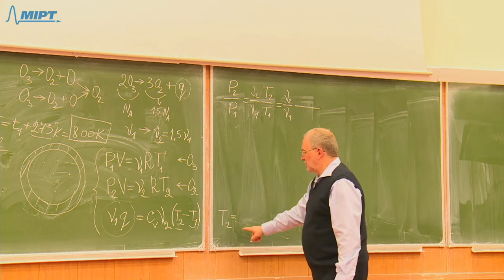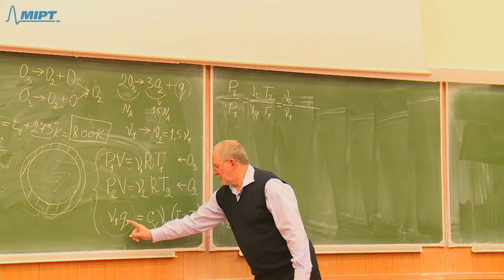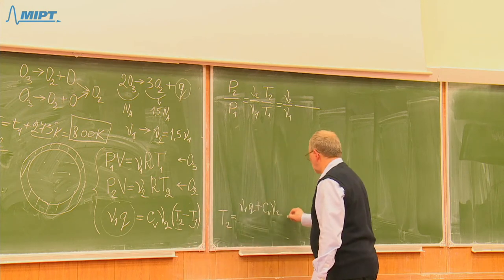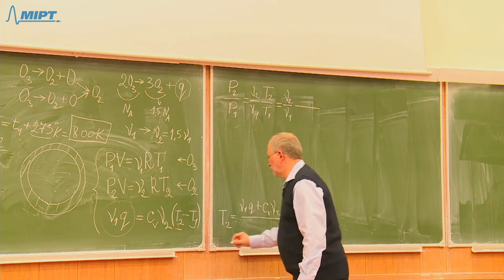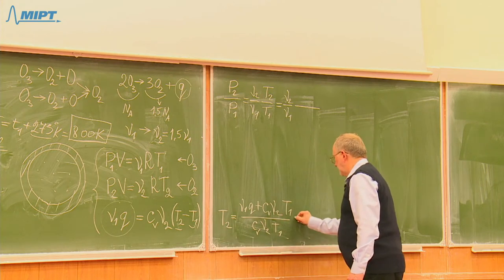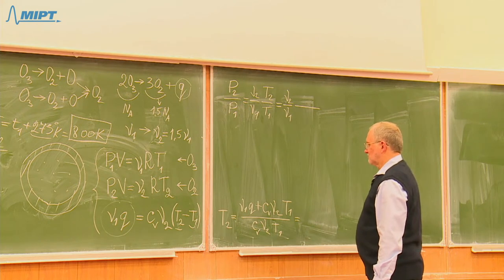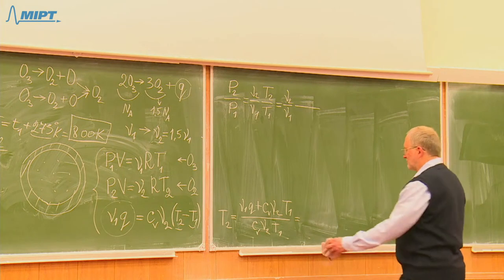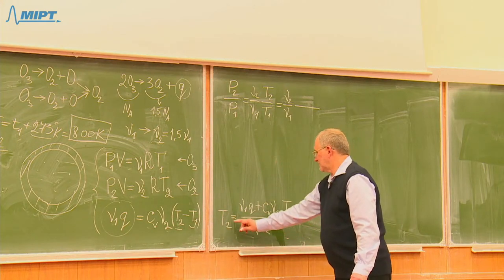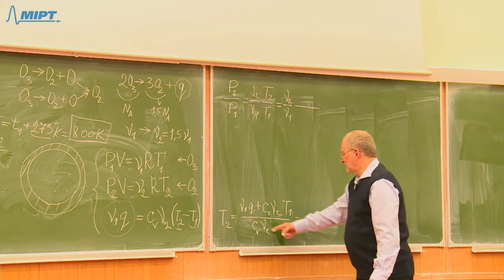I will write here that T2 will equal nu1 Q plus this term Cv nu2 T1, divided by this term Cv nu2. Oh, something's wrong here. Certainly, no temperature T1 must be here. Nothing like that. Certainly, we divide only by this coefficient at T2, Cv nu2. Only this coefficient should be in the denominator. So we can simplify it by dividing term by term.